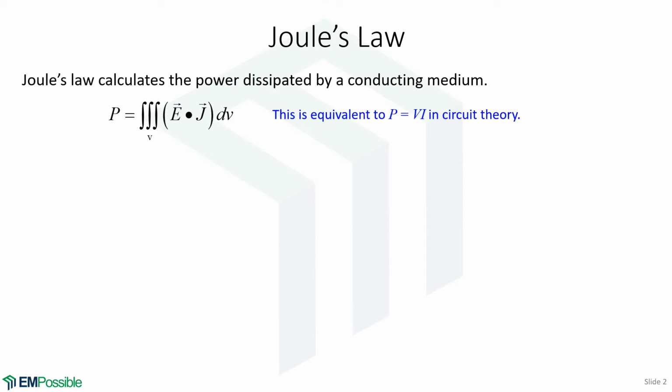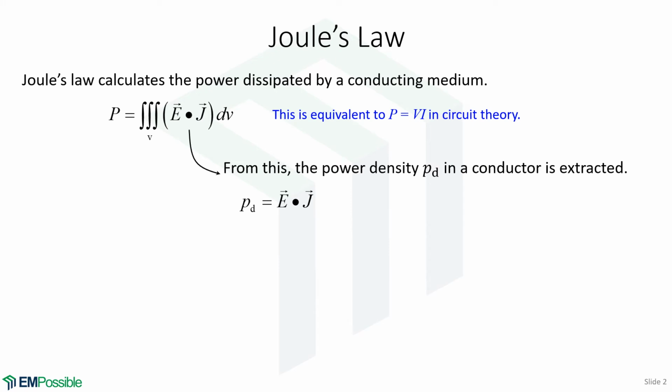And if we look at the integral, we can, from our circuit theory, think of this as P equals voltage times current. So we have total power being dissipated by a conductor. It's a volume integral of the electric field intensity dot the electric current density. So P equals V times I. So that's the circuit theory equivalent. Let's proceed with that.